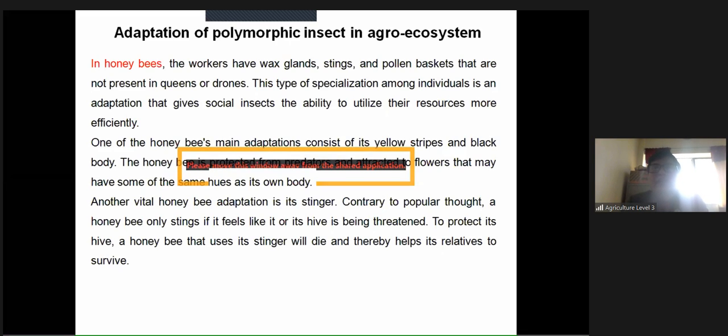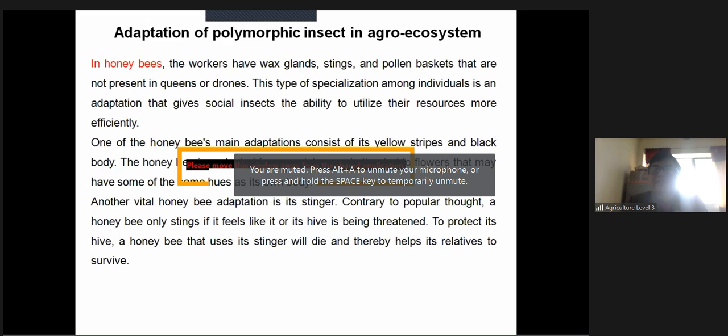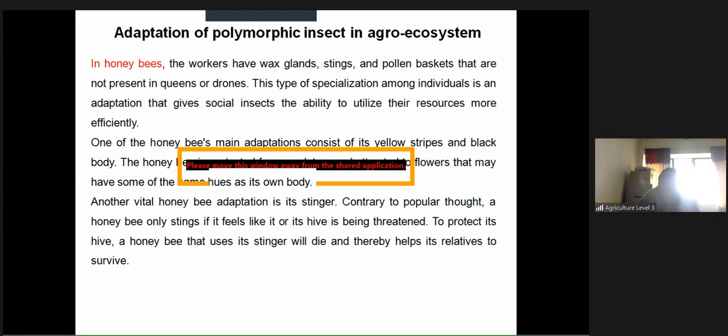So this is another way of adaptation. How? Once the worker attacks or stings, it will die. That means after stinging, the insect will die. And this way, they help their relatives, or the other members of the same population, to survive. So this is another way of adaptation.